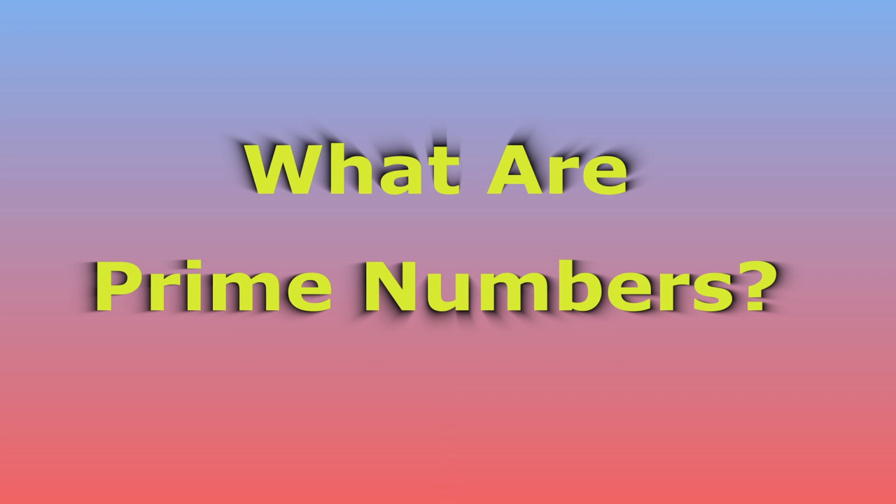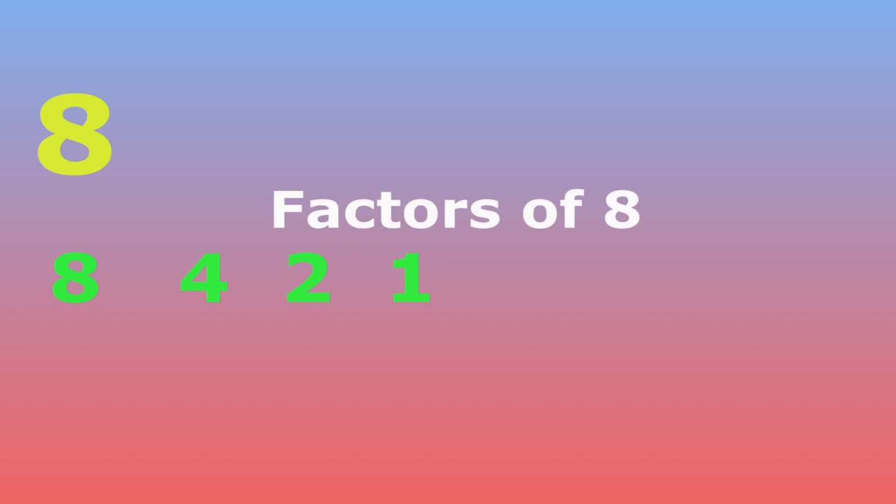Now here's a quick example of how factorization with normal numbers works. Take the number 8 for example. First, find all the numbers that divide 8. They are 8, 4, 2 and 1. These are called the factors of 8.